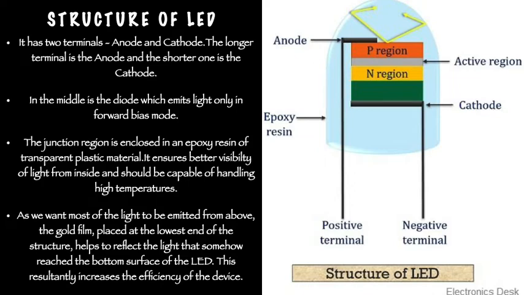The junction region is enclosed in an epoxy resin of transparent plastic material. It ensures better visibility of light from inside and should be capable of handling high temperatures. As we want most of the light to be emitted from above, the gold film placed at the lowest end of the structure helps to reflect the light that somehow reached the bottom surface of the LED. This resultantly increases the efficiency of the device.